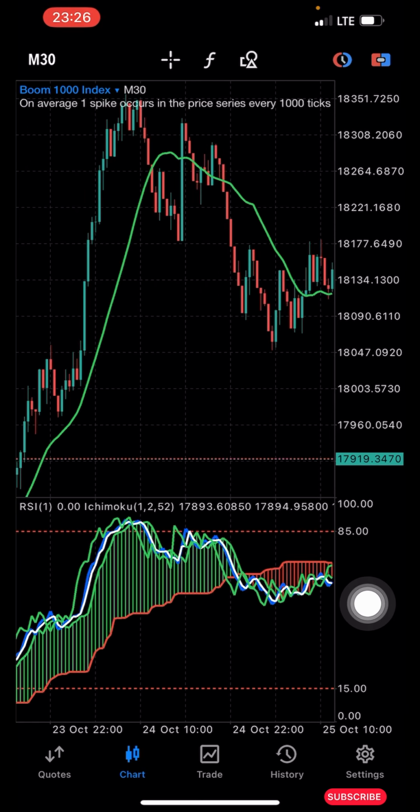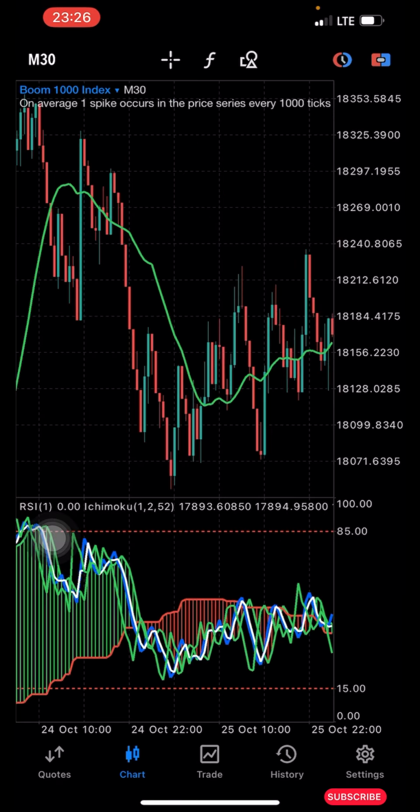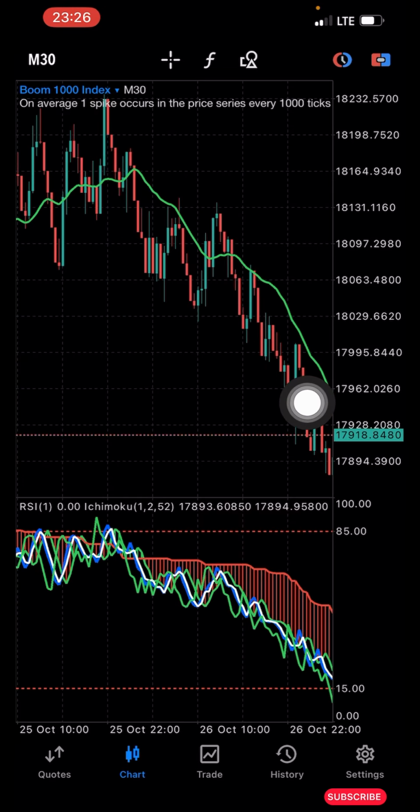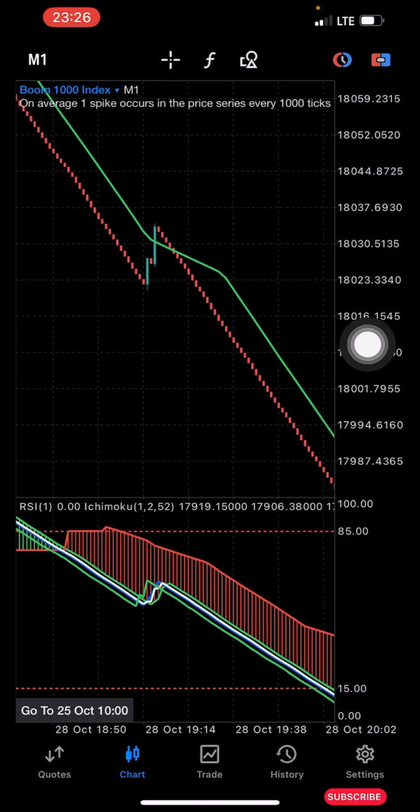Whenever you see that the line is green like this, you don't need to take any entry. This means that the buyers are in charge of the market and you don't need to be looking for sell for any reason. So this is how you do your analysis. Once you are sure that you are in line with the trend of the market, which is a sell trade, and you see that the market is selling, then you go to the 1-minute time frame.